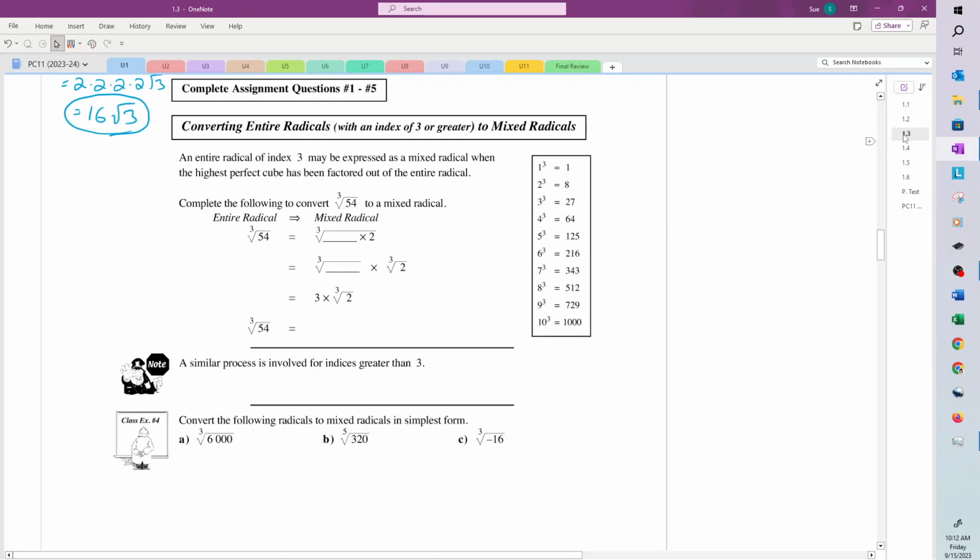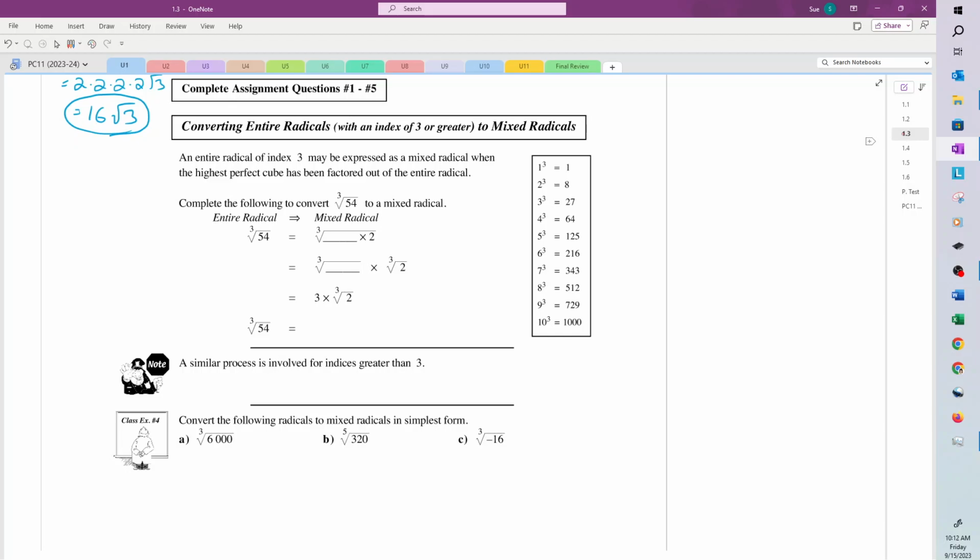All right, so this time we're going to convert entire radicals with an index of 3 or higher to mixed radicals. So not just square roots, but cube roots or anything higher. So, for example, we're going to convert the cube root of 54 to a mixed radical. Ideally there's the most efficient way of doing it, and then there's the slower way of doing it. So I'll show you both with this one.